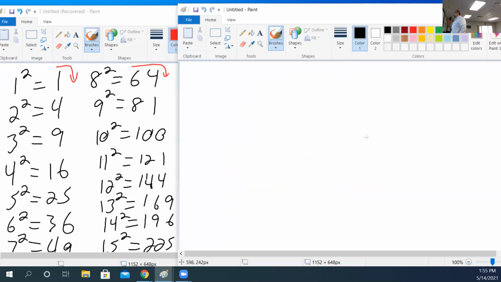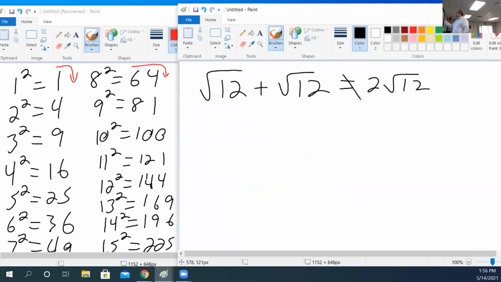Next, another example. What if we're asked to do root 12 plus root 12? Some of you might think, oh, I'll just add them together and get 2 root 12. Unfortunately, nope, can't do that. Don't do that. You always want to reduce first. Simplify these numbers first. So look for the factors of 12. They're here on the right side of the equal signs.